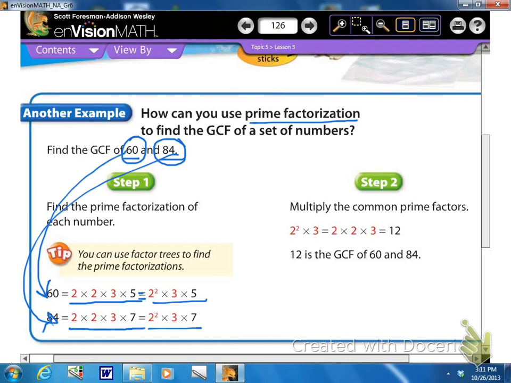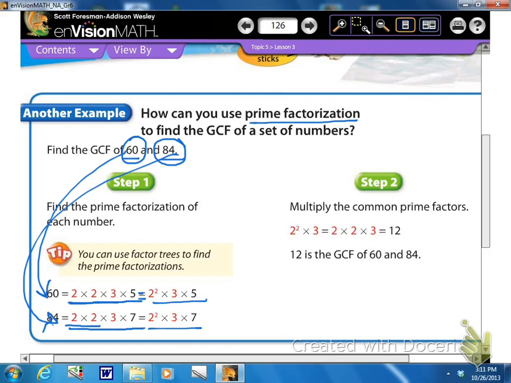So what you're doing is you're looking for the common prime numbers here, and then you can multiply those together. But you can only use what they both have. So if you look at 60, it has 2 times 2. That means it had two twos in its prime factorization tree, and so did 84. So you can use those. You can use 2 twos, not 4. You don't use all of the sets, just 2.